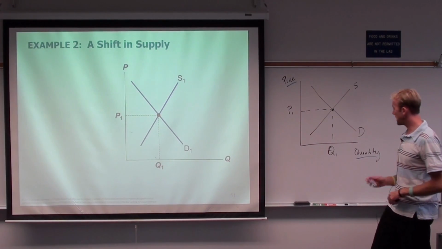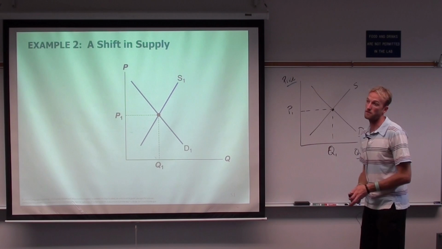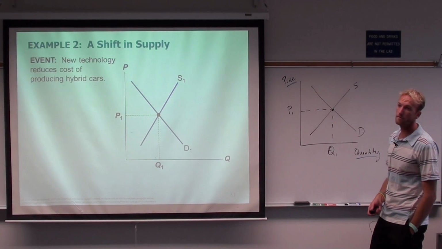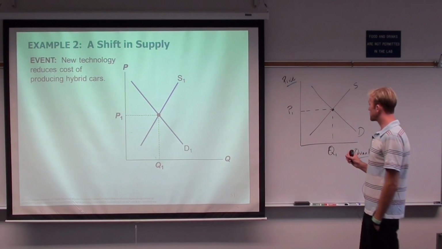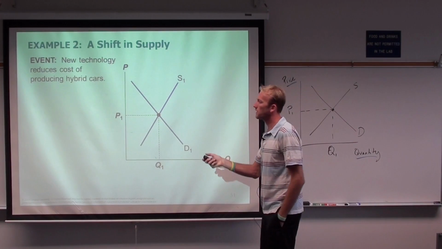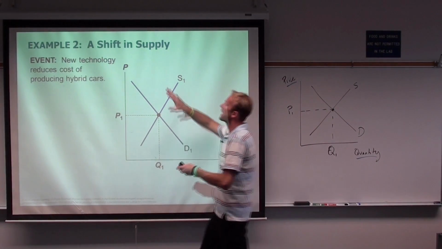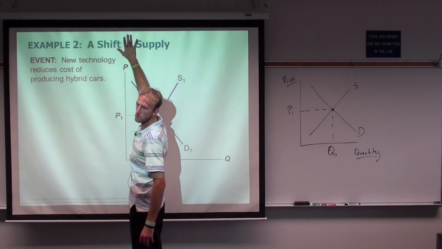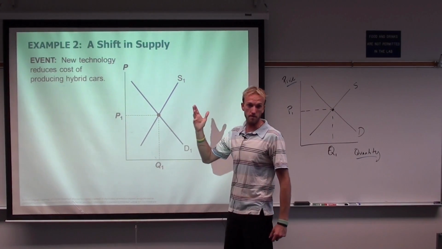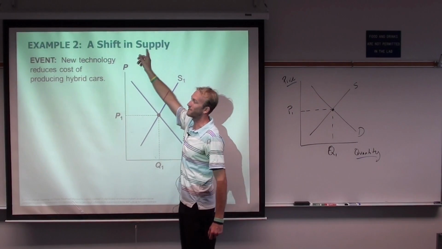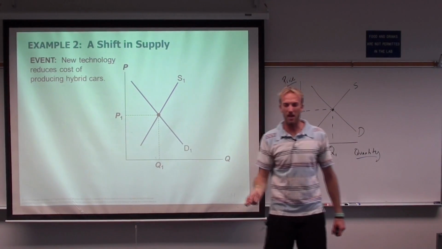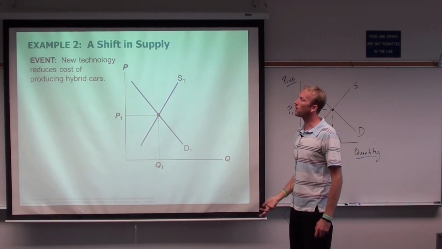Okay, now let's talk about what happens if supply shifts. Here's how we get there. Some new technology reduces the cost of producing hybrid cars. Imagine that I hadn't told you this. I just tell you this because I promise if I give you a problem, I won't tell you this. That's too easy. I'll just tell you the event, and you have to think, what would that do in the market for hybrid cars?